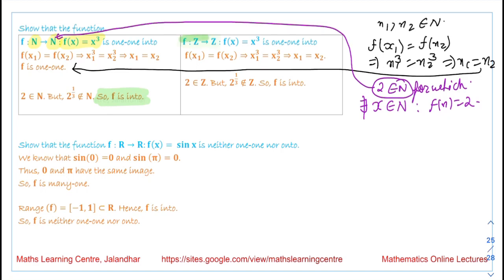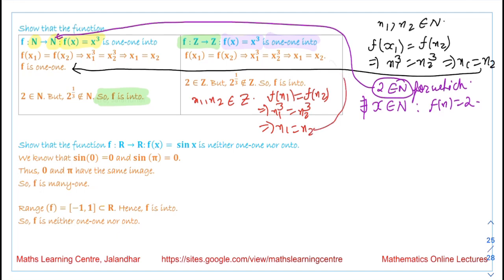Now we are saying f is defined from Z to Z and f(x) is equal to x cube. We have to prove that this is a one-one and into function. Again we are saying suppose x1, x2 belongs to Z. Now f(x1) is equal to f(x2). This implies x1 cube is equal to x2 cube and this implies x1 is equal to x2. It means this function is a one-one function.